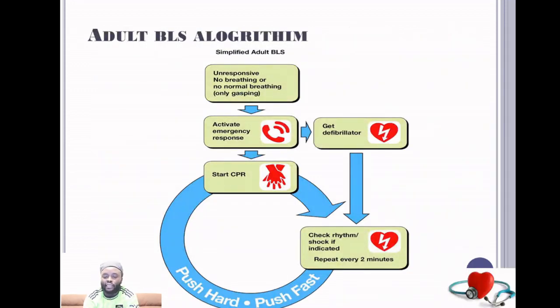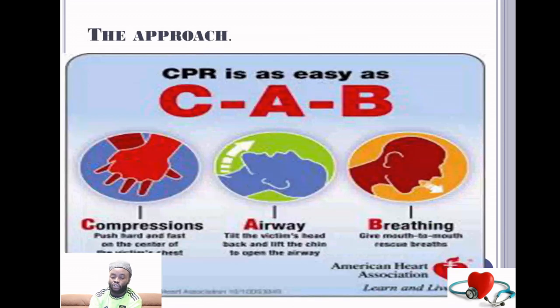So below is an adult basic life support algorithm. Here it shows, first of all, you assess the patient. If the patient is unresponsive with no breaths and no normal breathing pattern, you activate an emergency response, call for help. At this point, you start CPR, you push hard and push fast. After this, you check the rhythm. As well, you can go get a defibrillator, check the rhythm, shock if indicated, and repeat every 2 minutes.